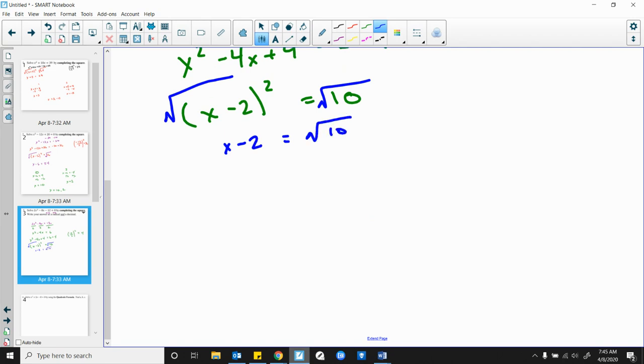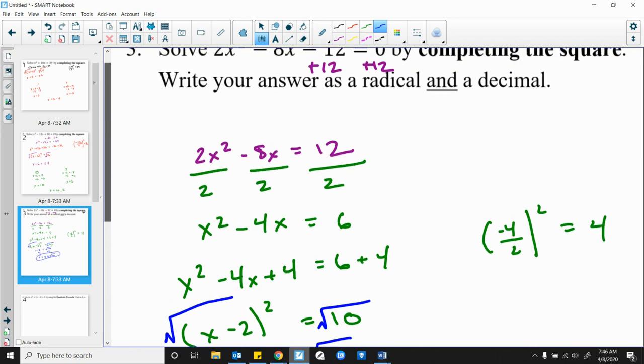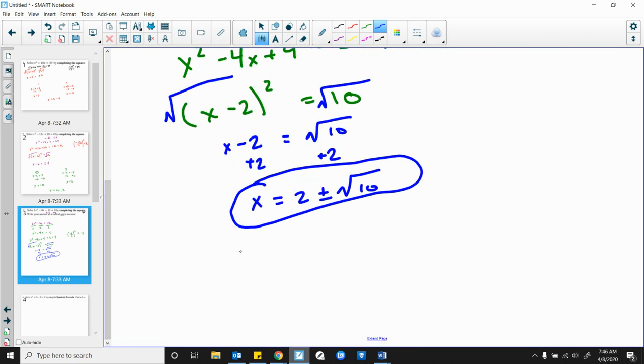That does not simplify at all. Okay? We add 2 over. I'm left with x equals 2 plus or minus the square root of 10. To finish this up, this is one of my answers right here. If you notice in the question, it said, write your answer as a radical and a decimal. That's my radical. And then my decimal is going to be 2 answers.